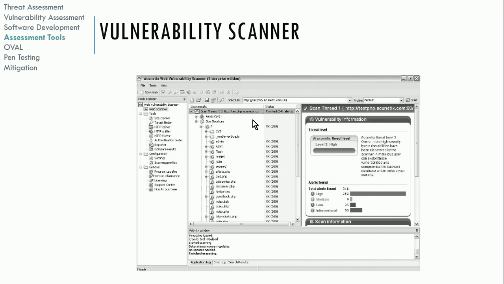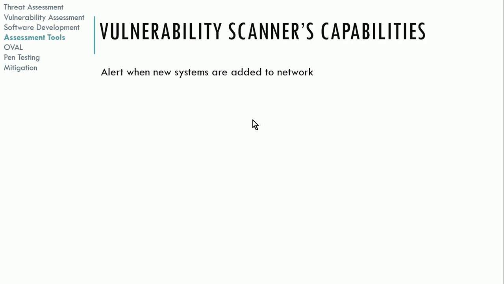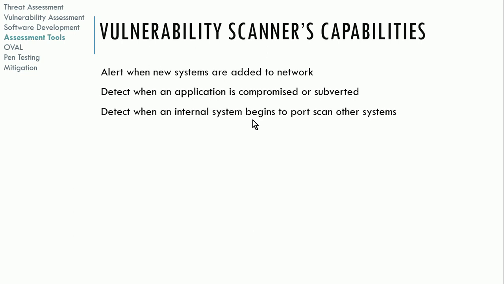So here's an example of a vulnerability scanner or some vulnerability software. In most cases, you would install this on a server somewhere, and it would be constantly evaluating things on the network and raising alerts when it finds that there's a condition that might cause some sort of vulnerability. So an alert can be set up when new systems are added to the network. So you know if somebody added a system that maybe needs to be baselined, or maybe has deviated from the baseline. Detects when an application has been compromised or subverted.